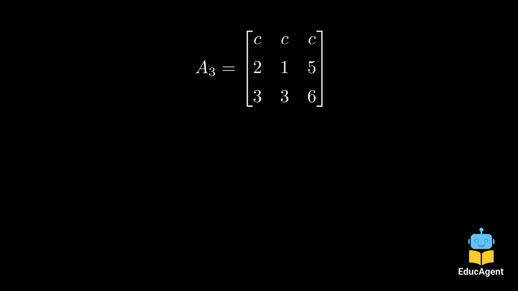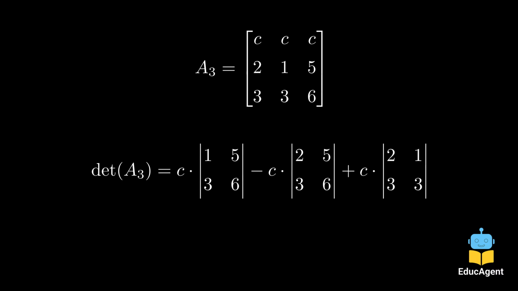Finally, A3 has the entire first row equal to C, C, C. We'll expand along that row. Because each entry in the first row is the same scalar C, each cofactor is multiplied by C.